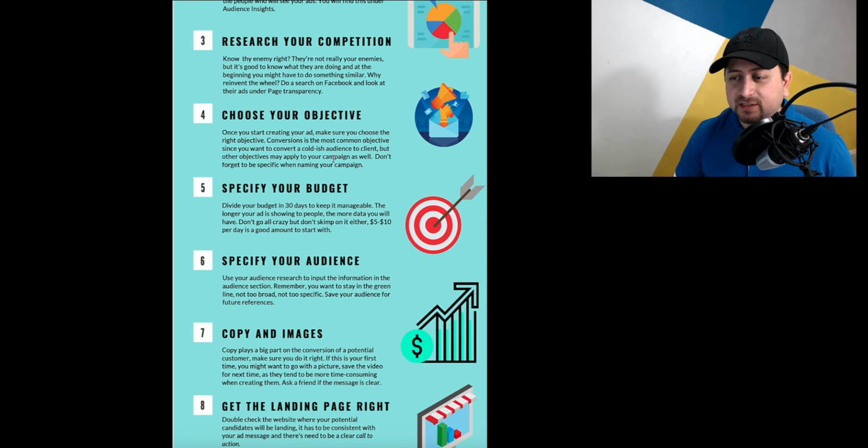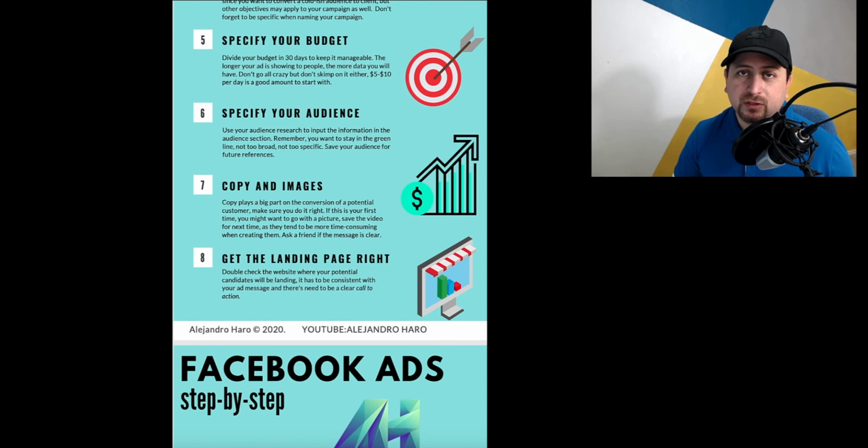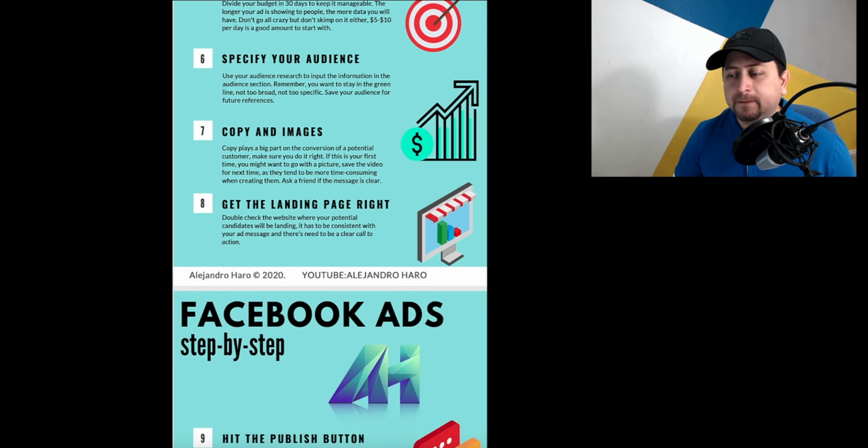Choose your objective. If you don't know the objective when creating your campaign, just roll your mouse over the little eye and it'll let you know what type of objective that is. Specify your budget. You can do it on a monthly basis, and you can always stop your ad if you feel that it's not working. Later on, use the research that you did on your audience to specify your audience in the ad.